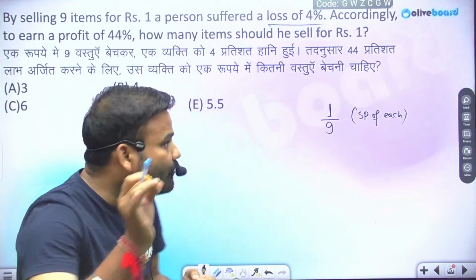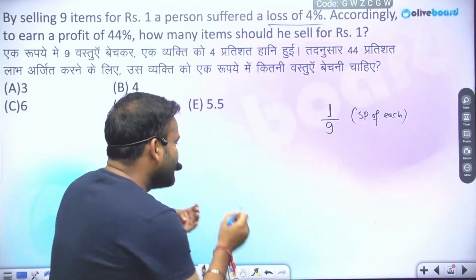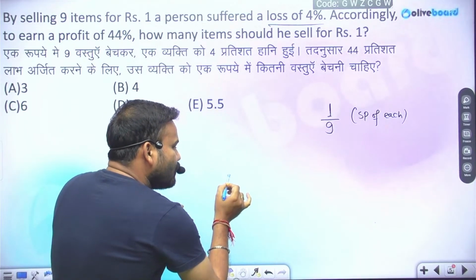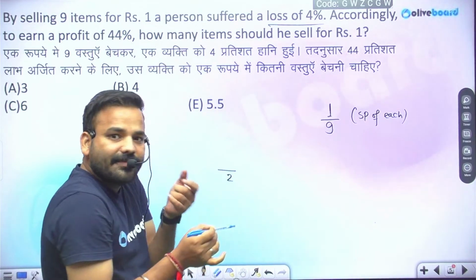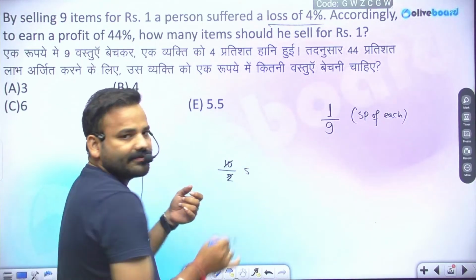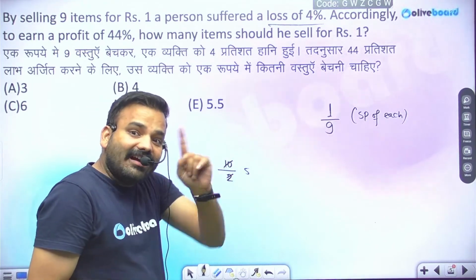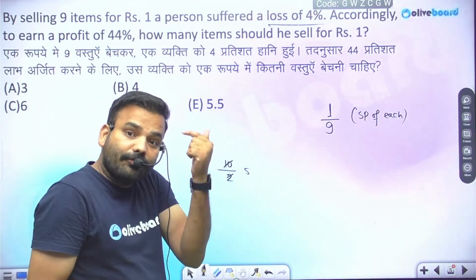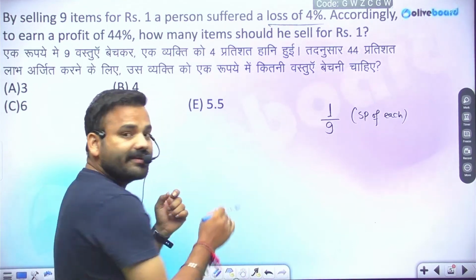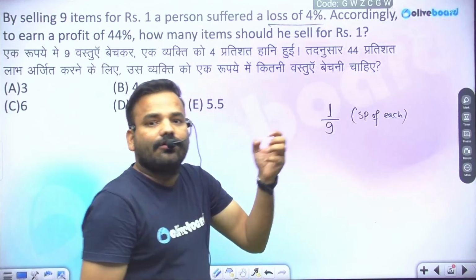Now when he is selling the 9 articles for rupees 1, the selling price of each, if I get 2 ice creams for rupees 10, what is the selling price of each article? 2 ice creams for rupees 10, that is selling price of each article is 5 rupees. So 9 articles for rupees 1, that is selling price of each article is 1 by 9. And sir, is it the cost price? No, it's not the cost price.